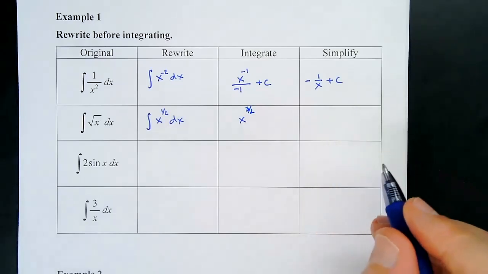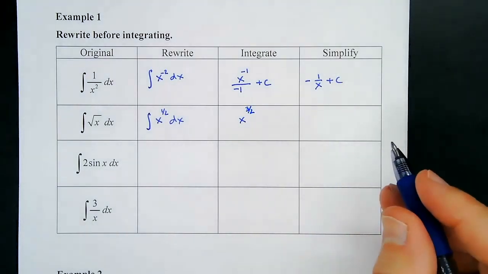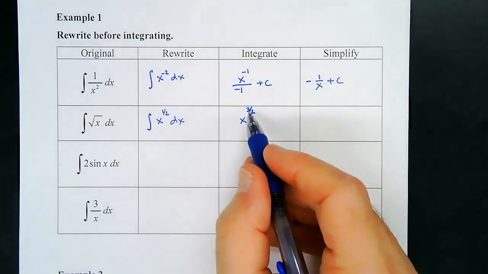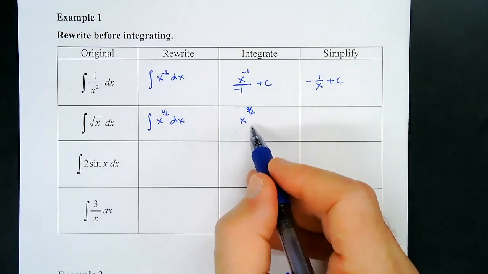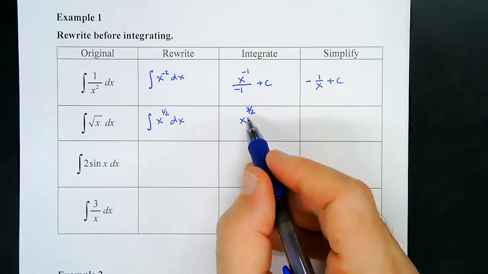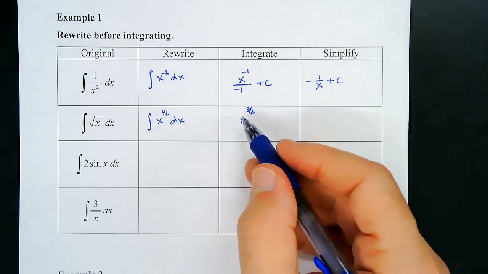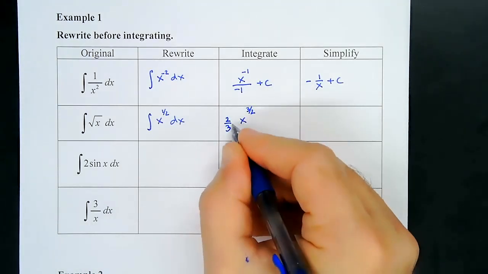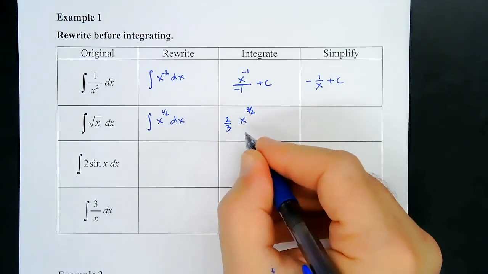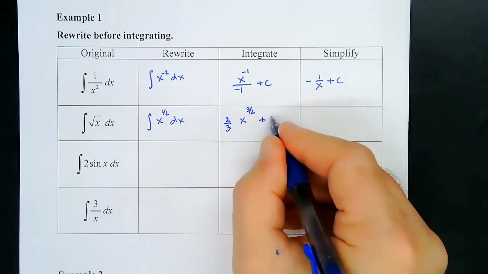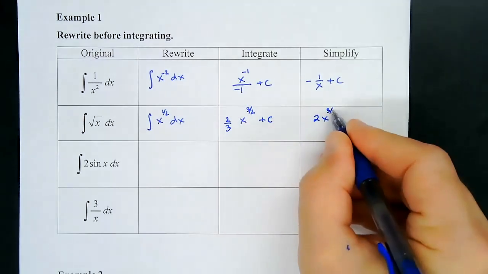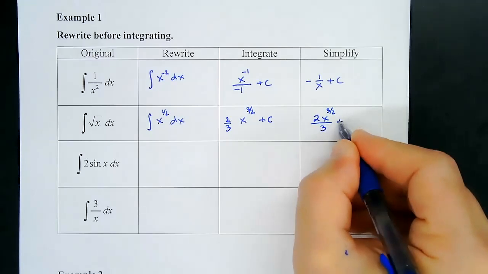Now, you really don't want to write it that way because you're going to wind up with complex fractions. Whenever your new power is a fraction, you have to divide by that new power, right? But dividing by 3 halves is equivalent to multiplying by the reciprocal, which is 2/3. So this is actually going to become 2/3 x to the 3 halves, plus some constant c. Cleaning this up, this becomes 2x to the 3 halves over 3 plus c.